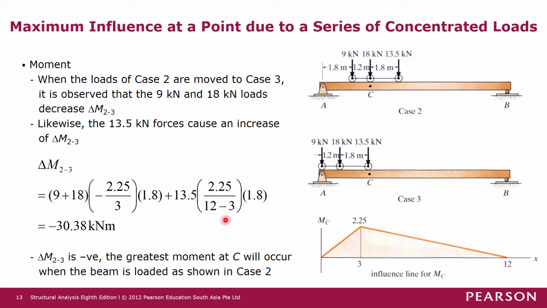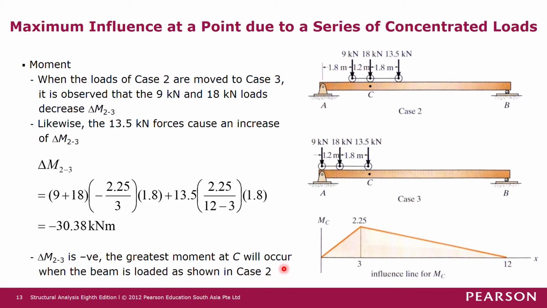Okay, the change in the ordinates of the influence line, multiplied by the force, becomes the change in moment. So you see that the total change in moment due to the movement from here to here is -30.38 kilonewton meter. Meaning that the change in moment from case 2 to case 3 is negative. So case 2 gives a higher bending moment at point C. So the greatest moment at C will occur when the beam is loaded as shown in case 2.